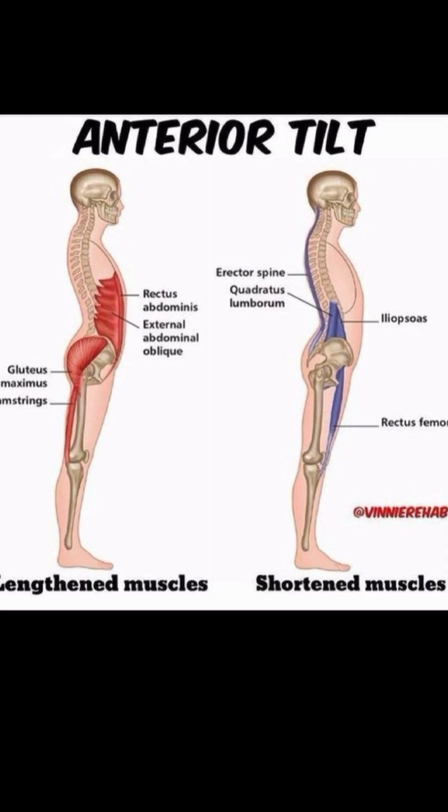People may experience low back tightness, hip stiffness, or difficulty activating their glutes. Correcting this posture involves strengthening the glutes and deep core, stretching the hip flexors, and retraining the pelvis to stay in a neutral, balanced position during daily activities.